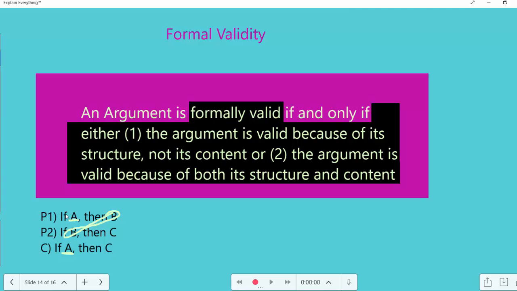So if we put dog ate my homework for A here, this needs to be dog ate my homework as well. If this is the grass is green, then I better put the grass is green here. And if this is Socrates is mortal, then I had better put Socrates is mortal here. That would be substituting it uniformly.